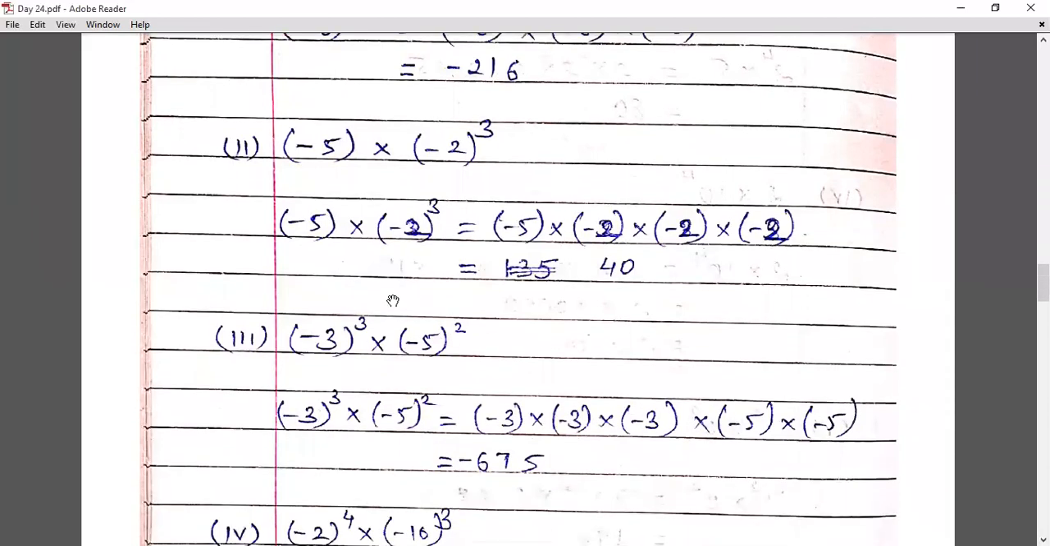Part 2 is minus 5 into minus 2 raised to 3. Expanding it, minus 5 into minus 2 into minus 2 into minus 2. 5 2s are 10, 10 2s are 20, 20 2s are 40. So I have written the answer by just multiplying the numbers.